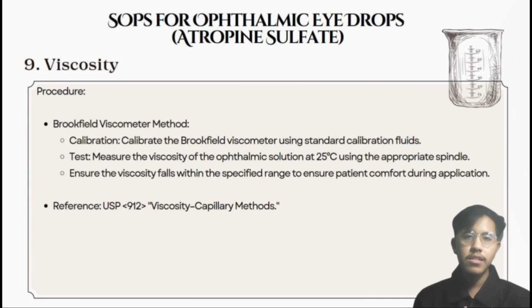The viscosity test ensures the solution consistency and ease of application. A Brookfield viscometer is used to measure the viscosity at 25 degrees Celsius. The viscometer is calibrated with standard fluids before the test. This test complies with USP 912 for viscosity.